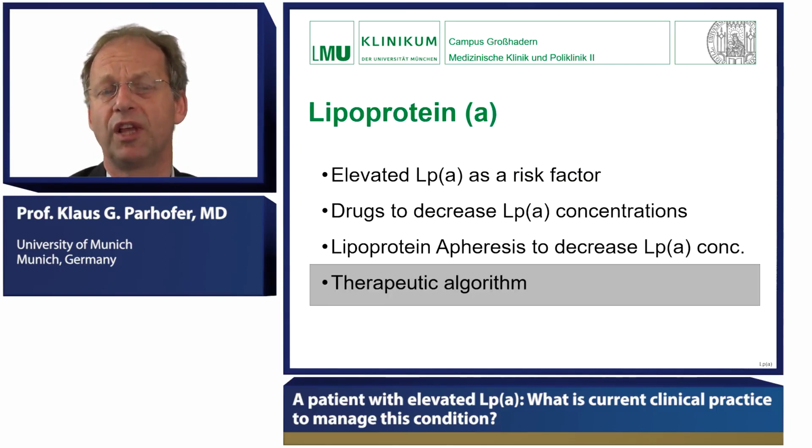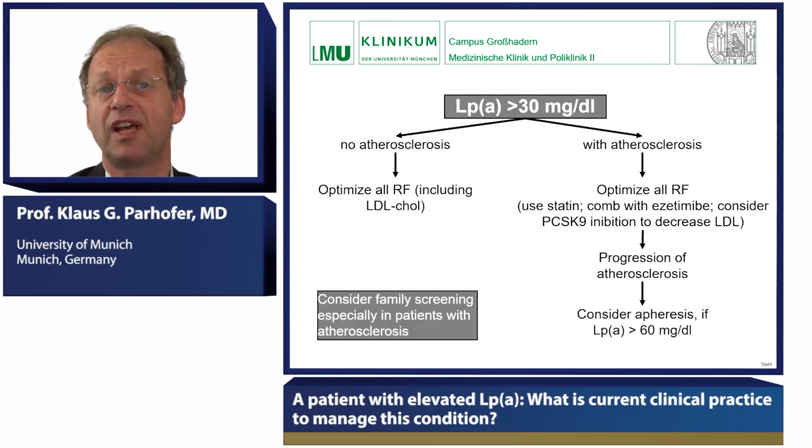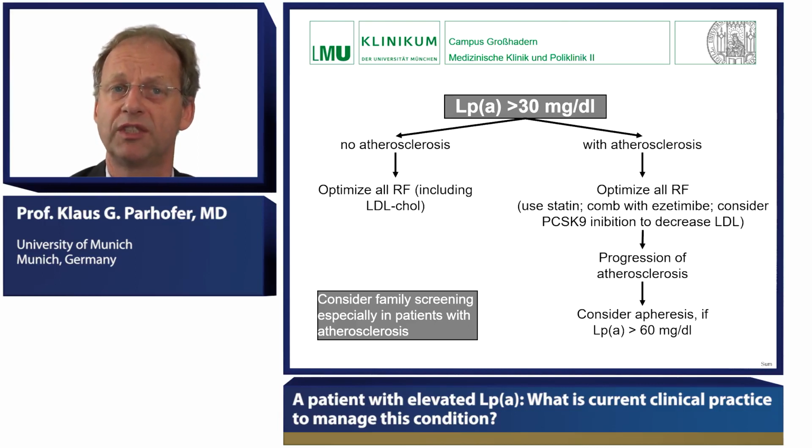So what are we doing now with our patients? Well, if patients have an elevated lipoprotein(a) concentration, we determine the overall risk, and then in patients who do not have any atherosclerosis, we try to optimize all risk factors, including and maybe particularly LDL cholesterol. Thus, we try to decrease LDL cholesterol either to below 100 or to below 70 milligrams per deciliter. While in those with atherosclerosis, we primarily use the same approach. We optimize LDL cholesterol, definitely to below 70 milligrams per deciliter, if possible even lower.